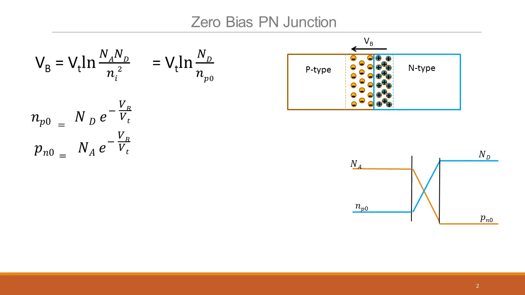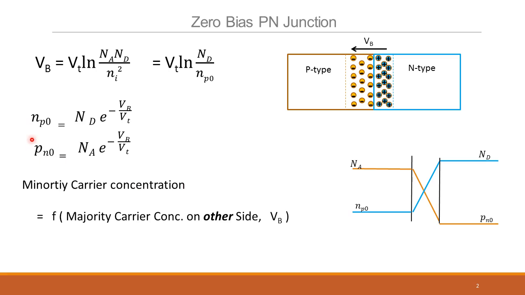So if you look back at this, the concentration distribution along the body, Na is the dopant concentration of the acceptor type in the p-type material, and Npo is the corresponding minority carrier electrons in the p-type. Similarly, Nd is the doping concentration of the donor, and Pno is the minority hole carrier concentration in the n-type, and the zero indicates zero bias. This will become a reference diagram for us as we go forward in the forward and reverse biases.